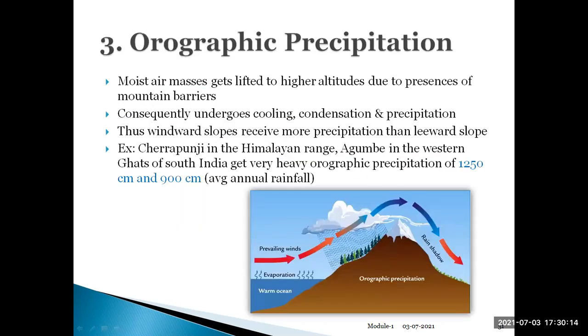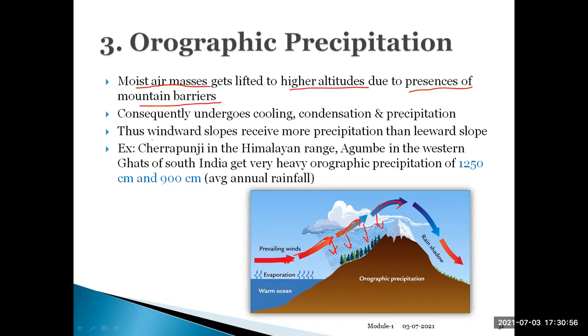And the last type of precipitation is orographic precipitation. Here, the moist air masses get lifted to higher altitudes due to the presence of mountain barriers. You can see this orographic precipitation occurs in mountain regions. The warmer air gets lifted to higher altitudes, and while lifting, the cooling process undergoes and the precipitation occurs. You can see the dotted line. After cooling, the precipitation occurs, and that precipitation is called orographic precipitation.